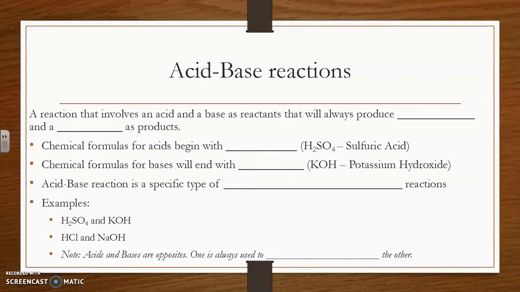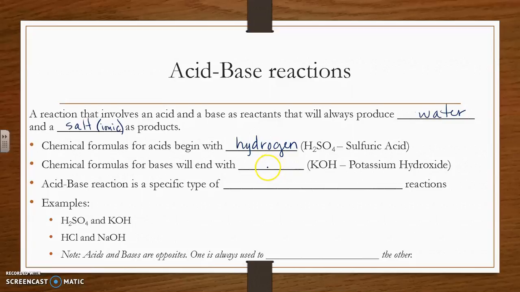So an acid-base is a reaction between an acid and a base. They always produce water, and they always produce a salt or an ionic compound as a product. So how do we know it's an acid? We've already covered this. It begins with hydrogen. It has to have hydrogen at the beginning.